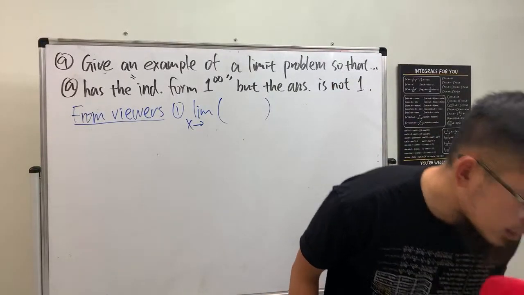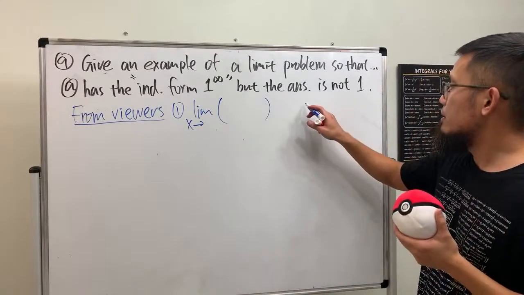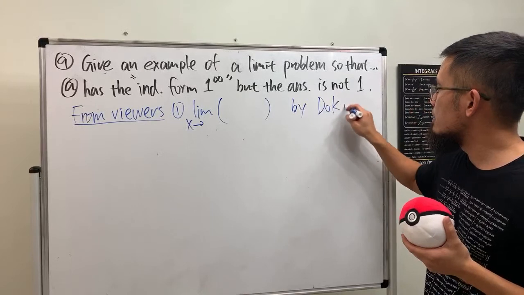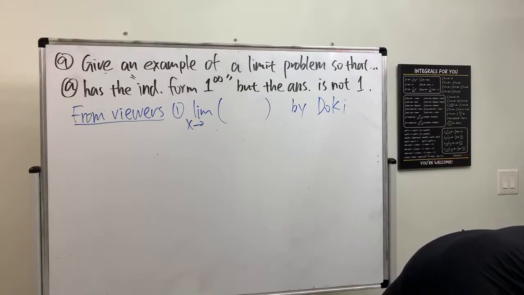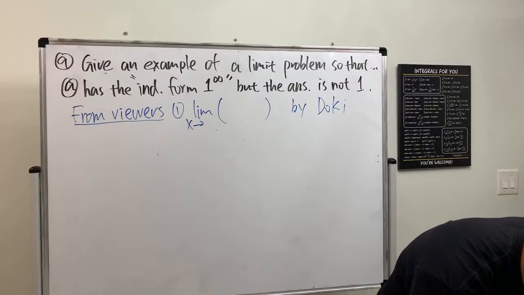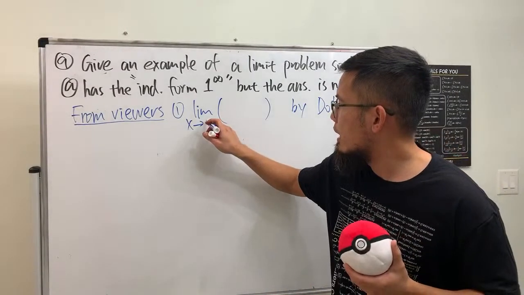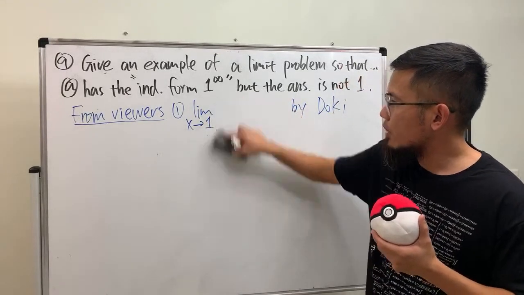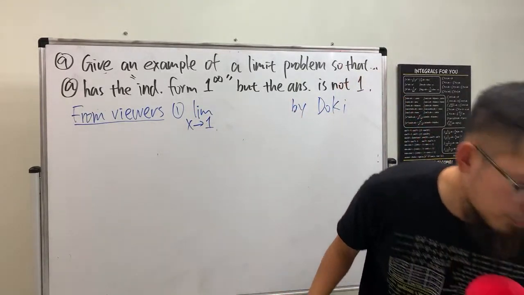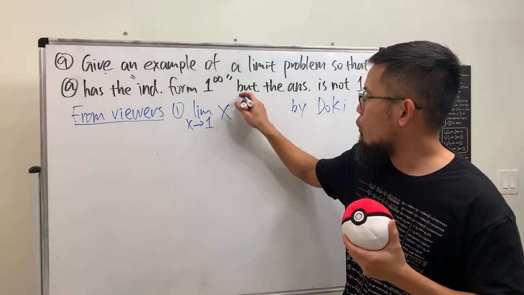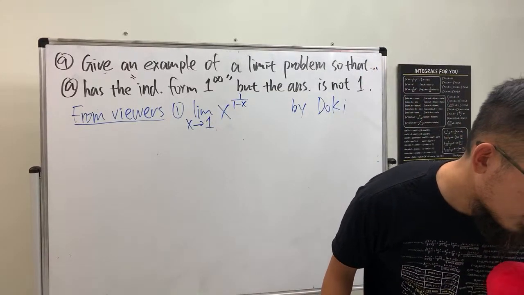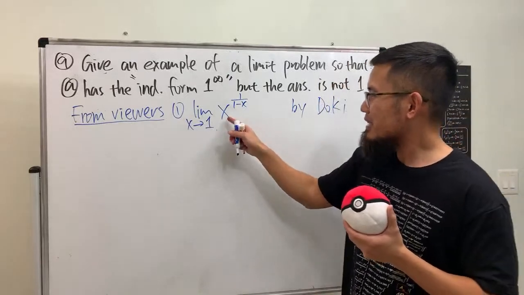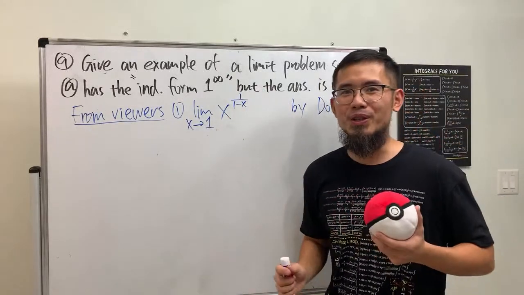Okay, Doki. All right, so this right here is by Doki. And this right here, you guys have a lot. Well, let me see. Limit as x approaching 1. All right, and then we want to have x to the 1 over 1 minus x power. All right, perfect. X to the best friend, like what we talked about earlier.